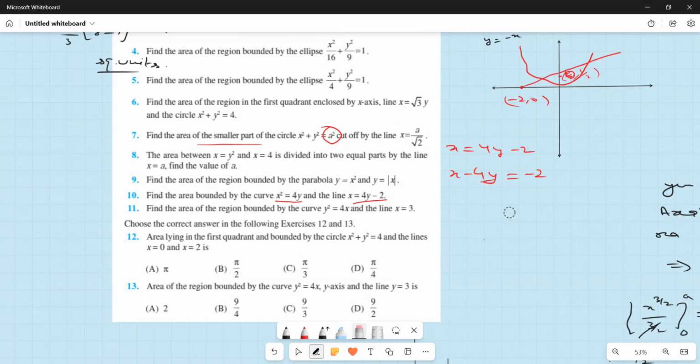Now you need to find the point of intersection also. So can I write x minus 2 is equal to 4y? So x square is equal to x minus 2 now, because 4y, I'm equating these two things. So x square minus x plus 2 is equal to 0. So x square minus 2, x minus 2, x plus.